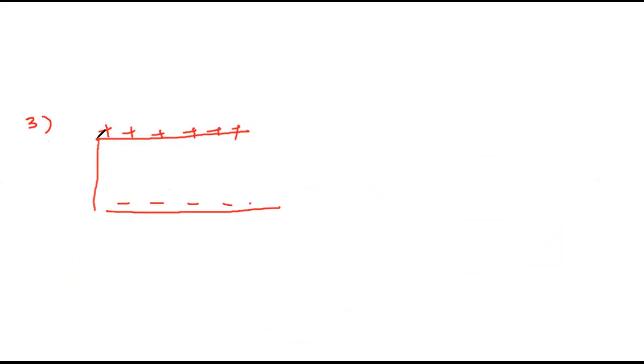Please revise the theory properly. This is a difficult part. Theory I am discussing with you all. So, positive plate, negative plate, distance d between the plates. At d by 2 distance, a charge q having mass m enters with velocity v naught and gets deflected downwards.